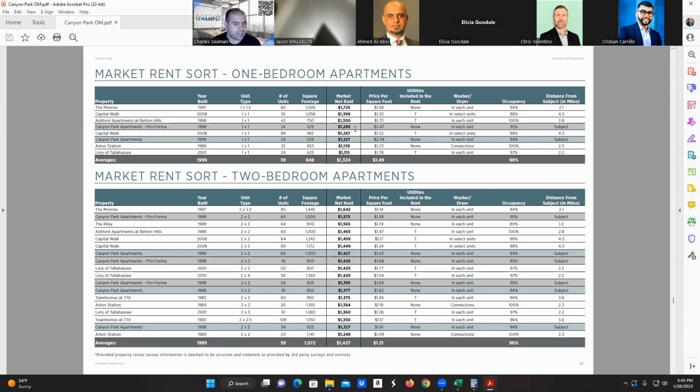So 2 bedrooms. They have 3 different floor plans here. They have one that's 825 square feet, one that's 850, and one that's 1,000. And they're pricing them all between 1327 and 1427 currently. And then on the pro forma, it looks like they're bumping them all up anywhere from $48 to $148. What do you guys think? Are these realistic? The Riley over here is at 1565 for a 900 square foot unit. That's the one that's closest to the subject property.